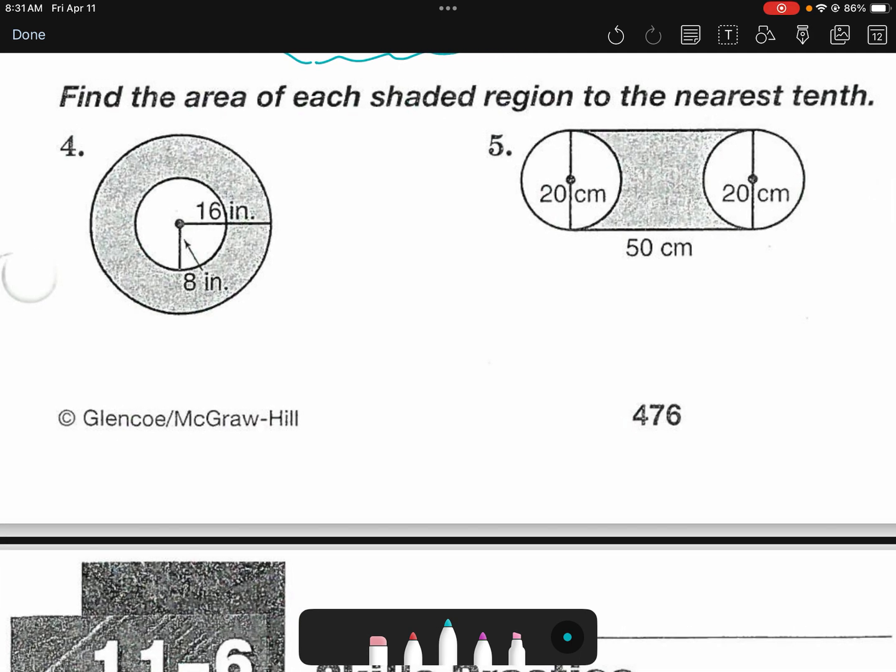You have to find the area of each shaded region to the nearest tenth, and we'll probably do it to the hundredth, just so you know. In number 4, you have 2 circles. You have a big circle, and you have a little circle. You can find the area of both. If you subtract the little circle away, because that little circle isn't shaded, you'll be left with the shaded area. Okay, so let's watch how this goes.